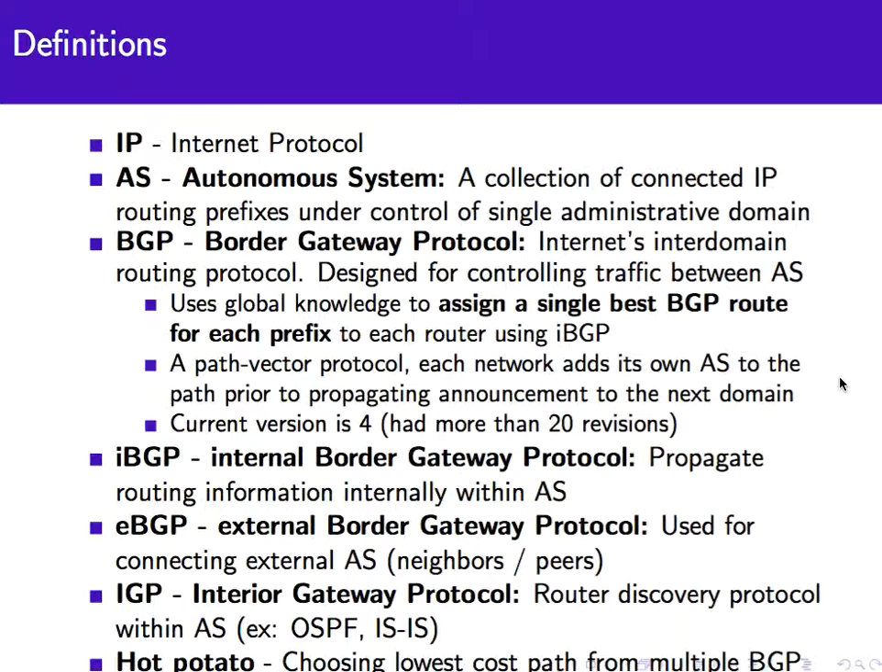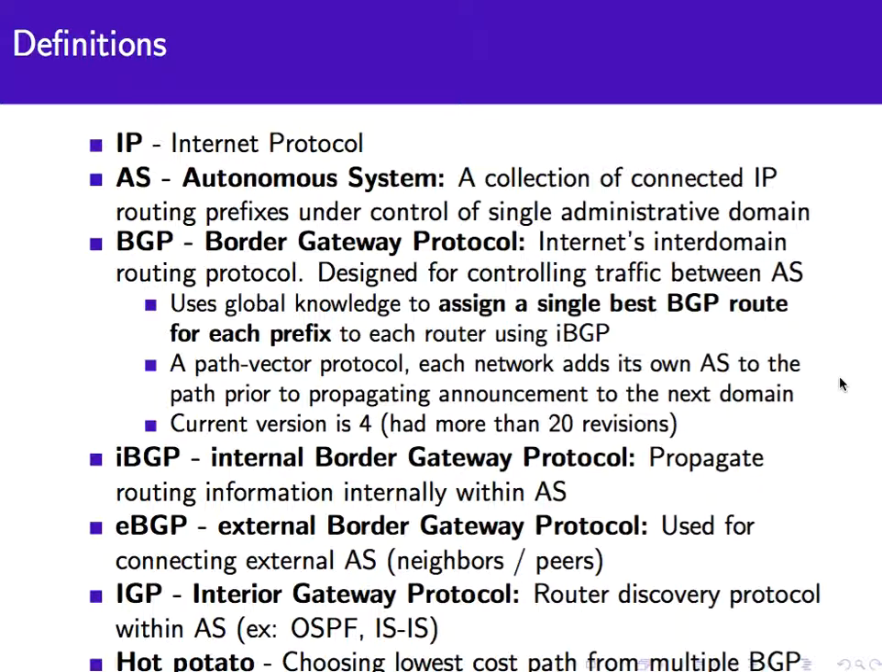BGP is the Border Gateway Protocol. It is the Internet's interdomain routing protocol. It is designed for controlling traffic between autonomous systems. It uses global knowledge to assign single best routes for each prefix to each router using IBGP, which we'll define later. It is a path vector based protocol.